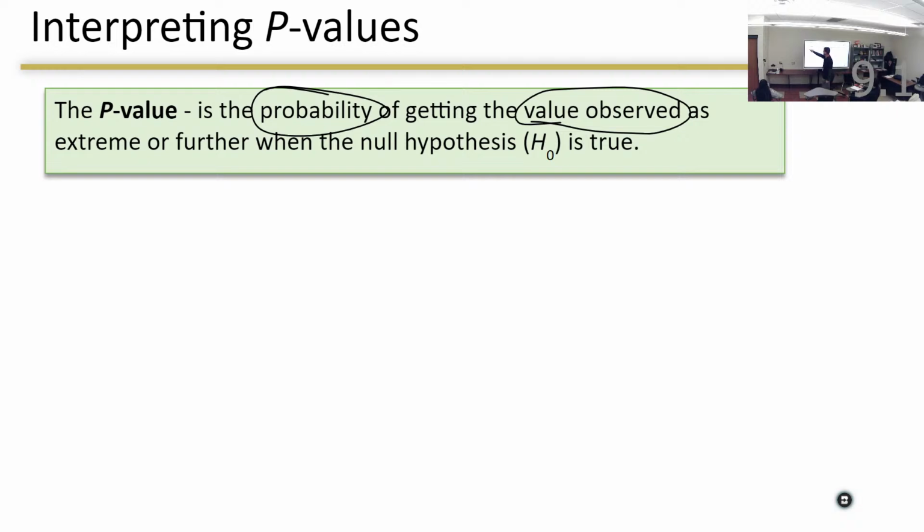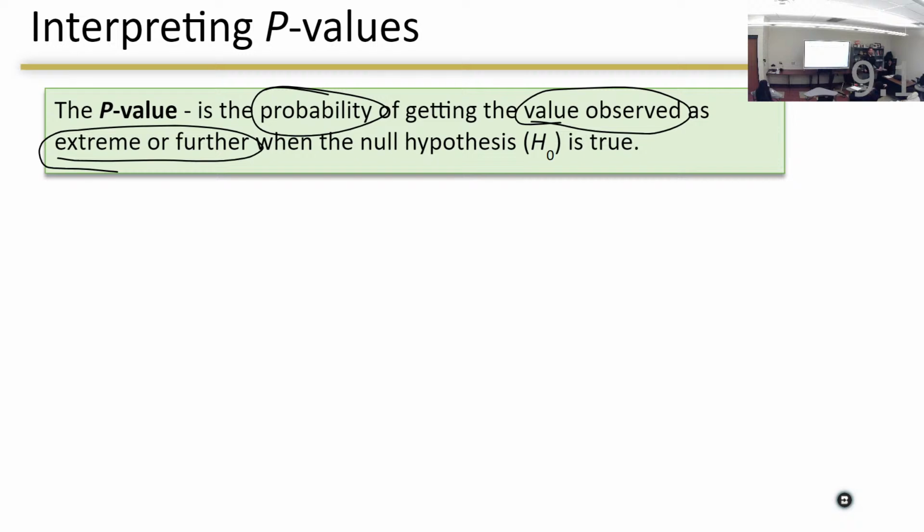as extreme or further. Right? Because it's not just getting that specific value, it's that value and everything to the right of it, or that value and everything to the left of it. And then we have to say when the Ho is true, or when the null is true. And somewhere in there, I'm sure we have to have context, somehow, in some form or fashion.